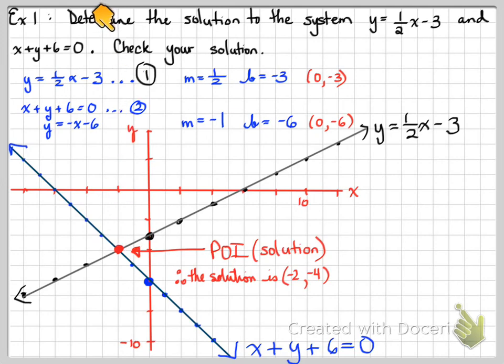Now, notice up here in the question, it also asks you to check the solution. And we'll do that on the other page. All right? Here we go. We're going to check the point. And we need to check it in for x and y in both equations, in 1 and in 2. We're checking -2, -4 for x, y in 1 and 2.